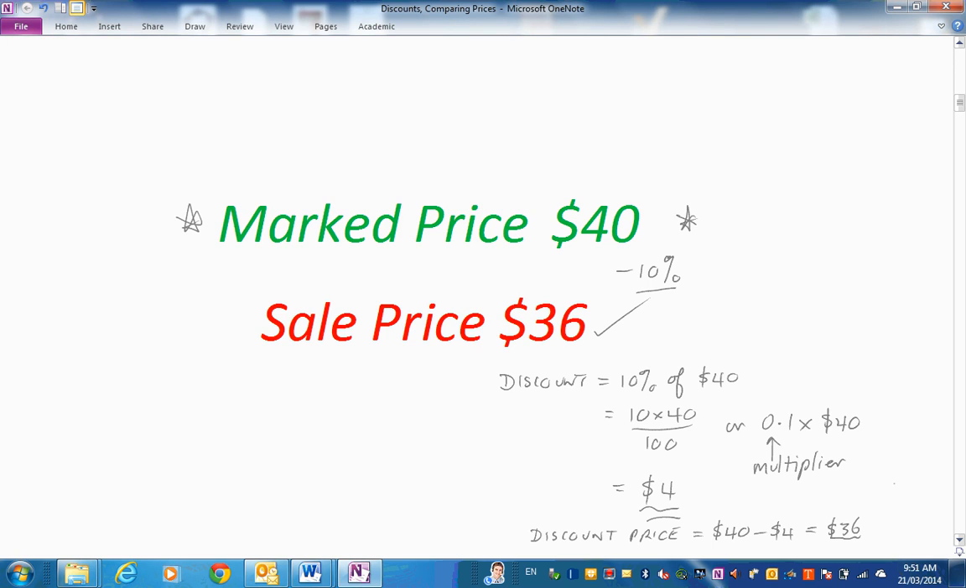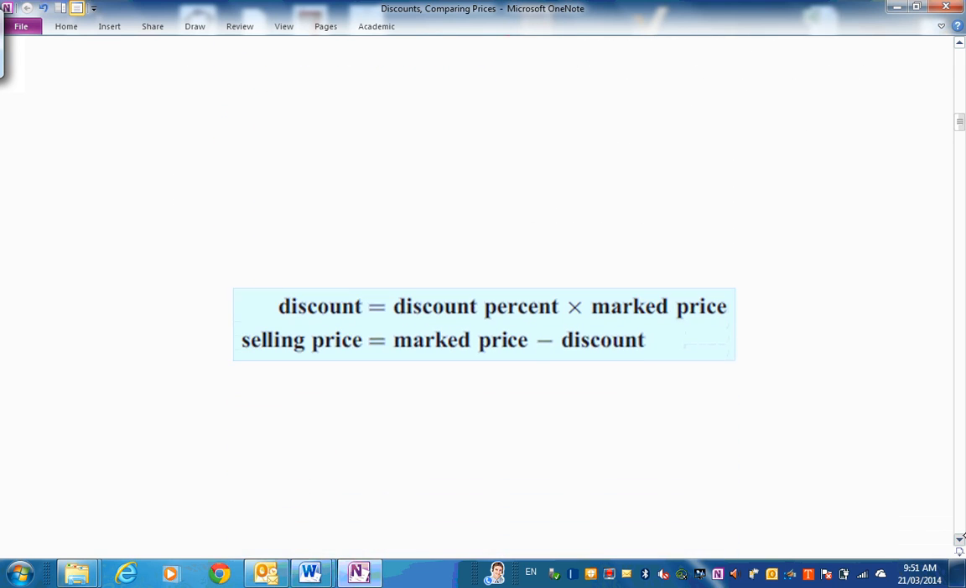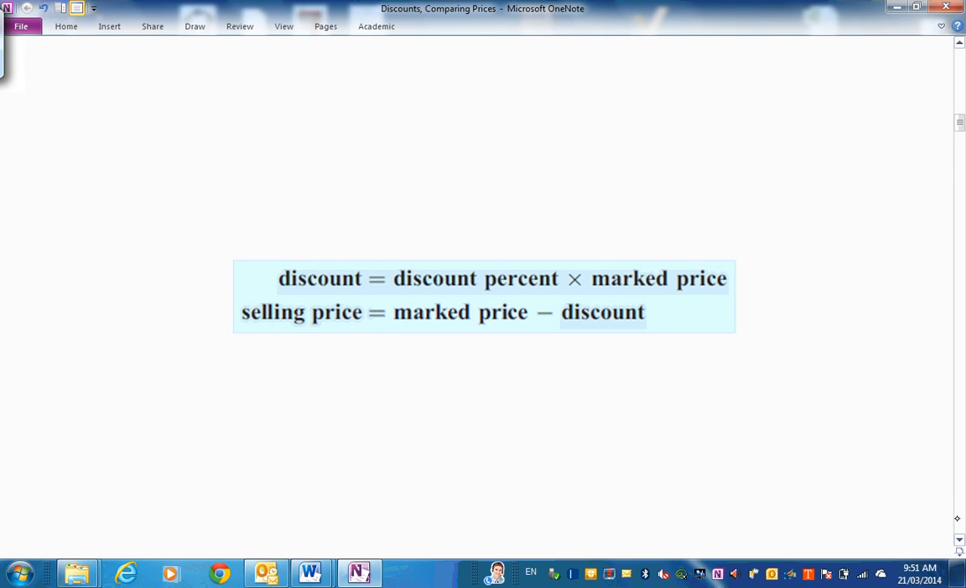All right, so let's go down and formalise that a little bit with a statement here. Some screen clippings here from Hayes and Harris Mathematical Applications. So have a look in their book. So the discount, it's just what we did. Discount percentage, 10% times the mark price. When we've got the discount, the final selling price, or the discounted price, is the mark price minus that discount. Just did it, didn't we?